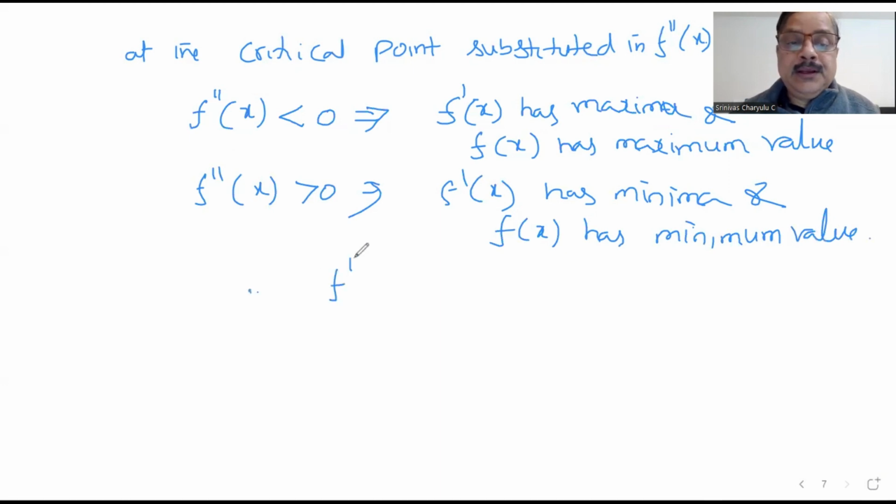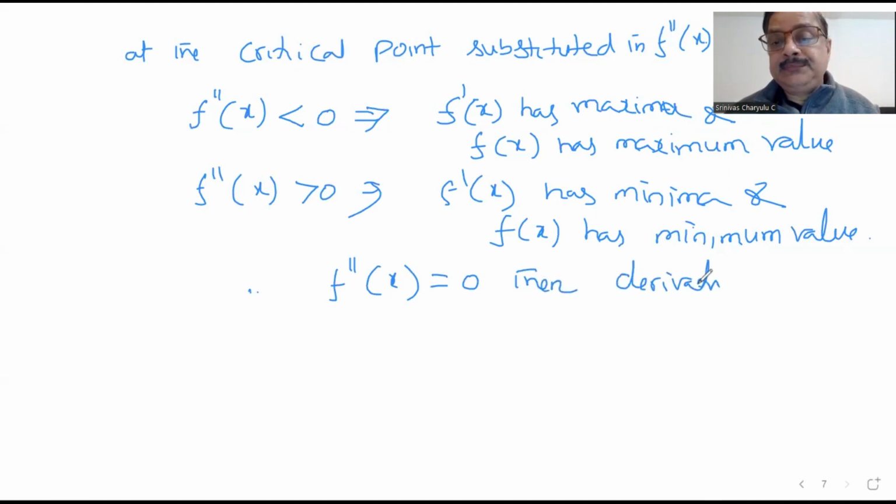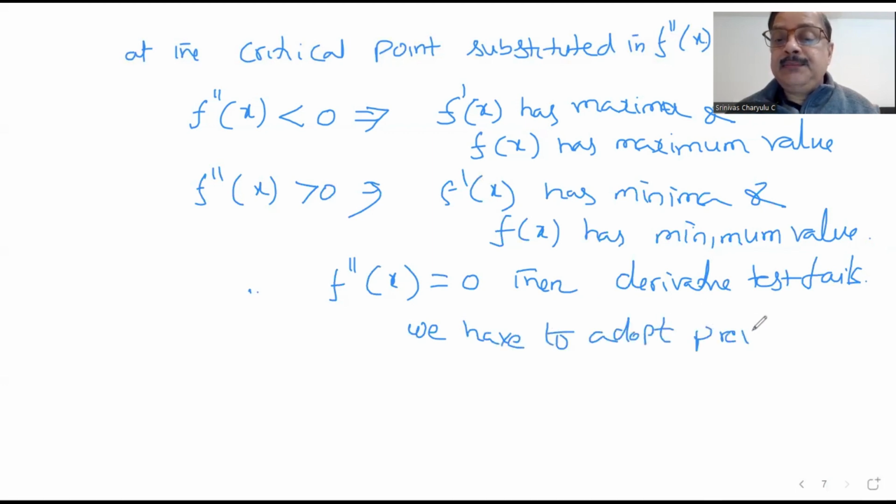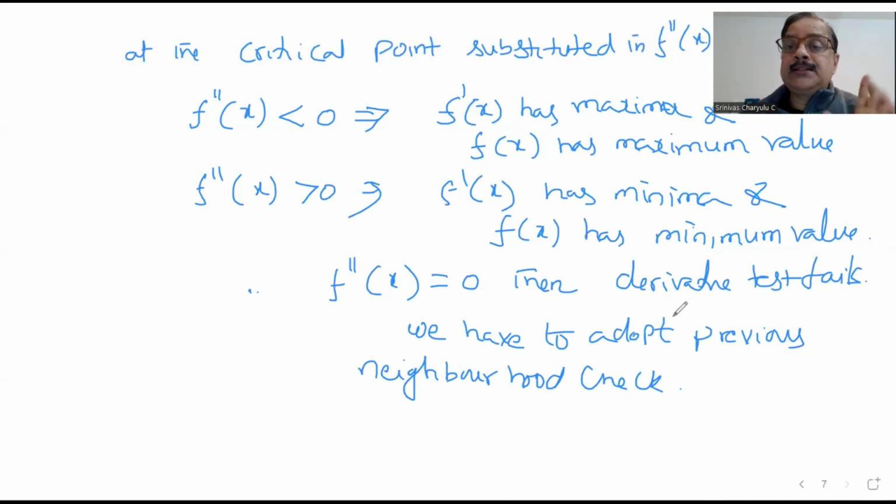If f double dash x is equal to 0, then this derivative test fails. That time, what should we do? We have to adopt the previous neighborhood check. Please remember this, to know what we should do at that time. So only one sum I'll do for this particular segment one, and then next we'll continue further. One sum I'll finish now to identify the maxima and minima.